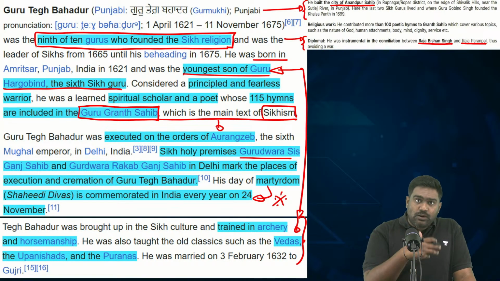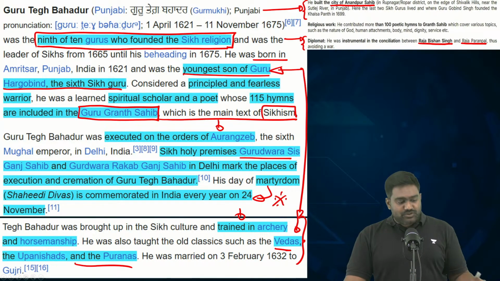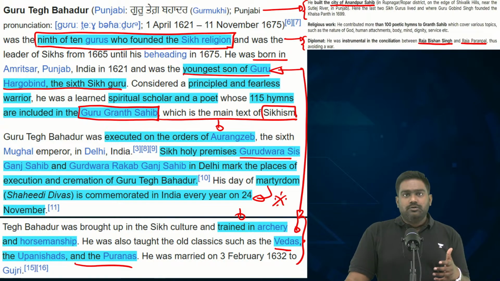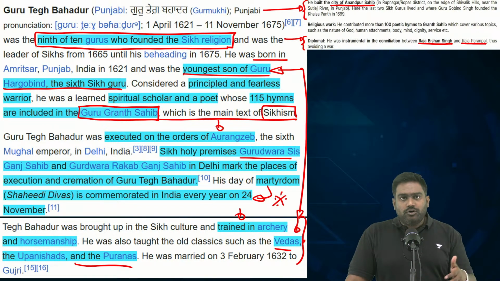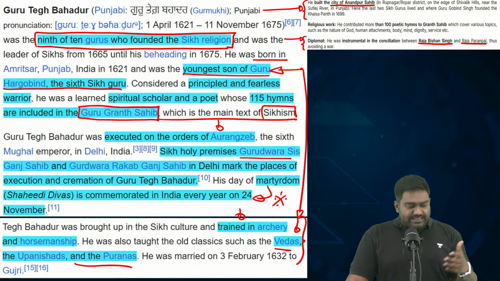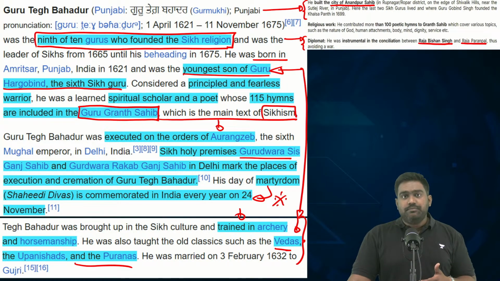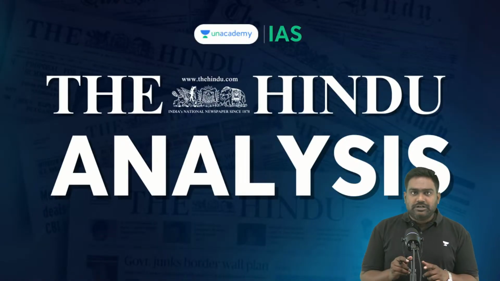He was someone who was well versed with Hinduism and Hindu scriptures, such as Vedas, Upanishads, and Puranas. So he's widely celebrated, revered, not just in the Sikh community, in the Hindu community as well. And the contribution of Guru Tegh Bahadur is something which is marked and celebrated till this day. He was executed eventually on the orders of Aurangzeb. So that day is marked as Shaheed Divas. This is what you need to note about this important topic.